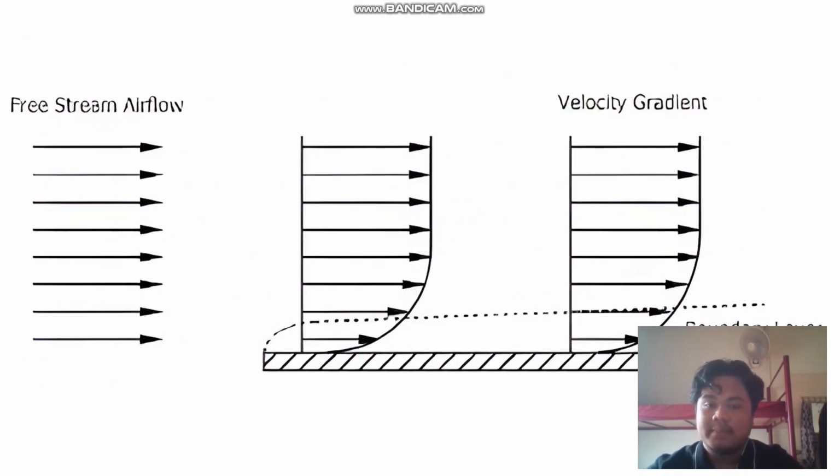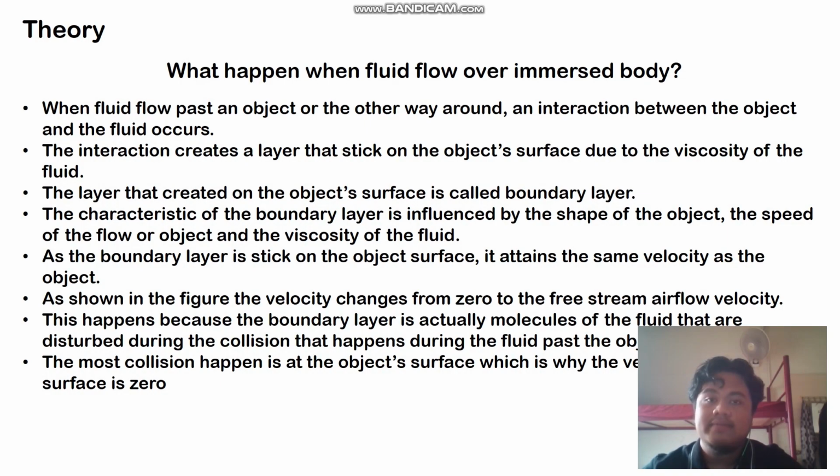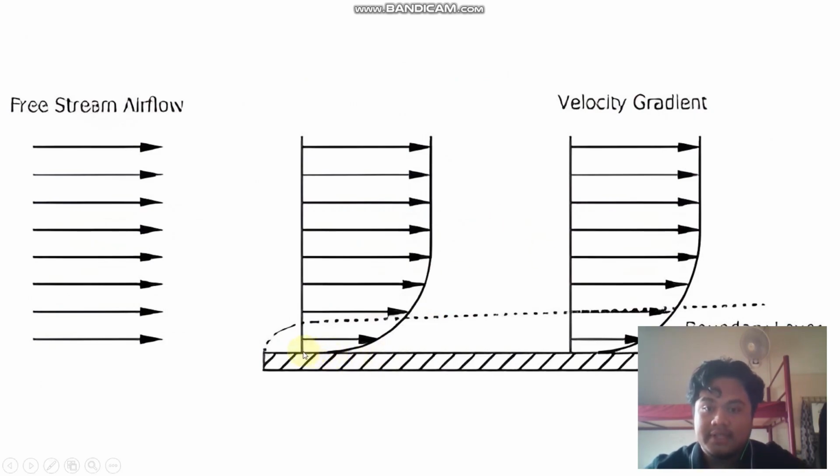This is an example of a boundary layer created on a rectangular plate. The characteristics of the boundary layer are influenced by the shape of the object, the speed of the flow or the object, and the viscosity of the fluid. As the boundary layer sticks on the object surface, it attains the same velocity as the object. As shown in the figure, the velocity changes from 0 to the free airflow velocity. You can see from the picture, the velocity near the surface is almost 0, and far from the surface, the velocity is almost the same as the free stream airflow.